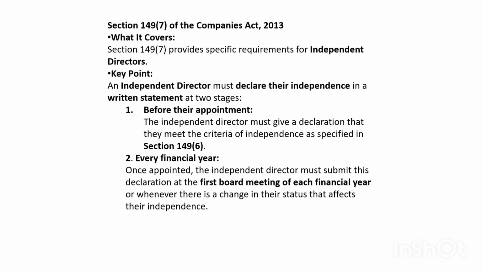Section 149(7) states the declaration of independence by the independent director, by providing a written statement on two occasions. Before their appointment, the independent director must give a declaration that they meet the criteria of independence as specified in section 149(6). And in every financial year once appointed, the independent director must submit this declaration at the first board meeting of each financial year, or whenever there is a change in their status that affects their independence.